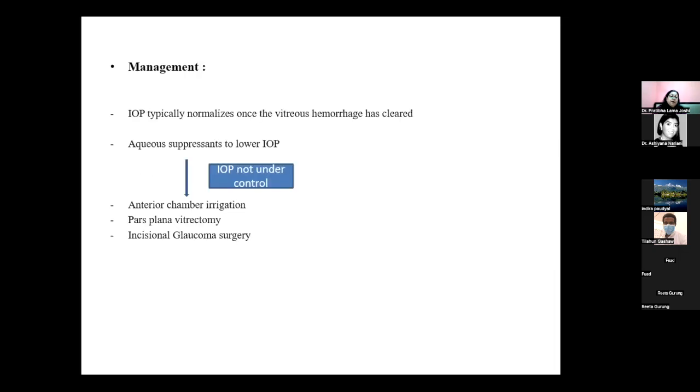Management: IOP usually returns to normal after the vitreous hemorrhage resolves. We may need to give aqueous suppressants to lower the IOP, but if the IOP is not controlled, then we may have to do anterior chamber irrigation, pars plana vitrectomy, and sometimes incisional glaucoma surgery.